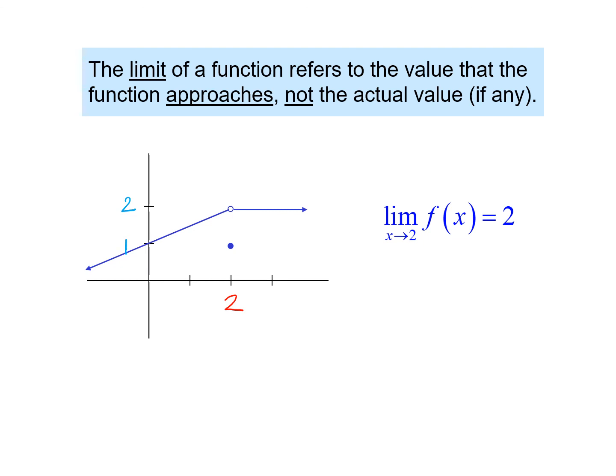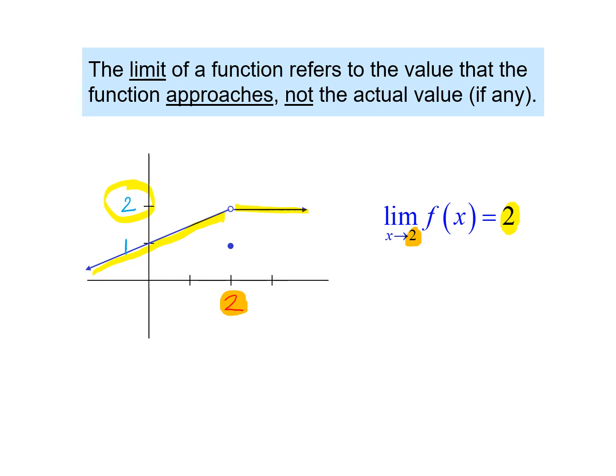As my x values are getting close to 2, both from the left and the right, the y values are getting close to 2. So this 2 right here is the y value. The x value that we see is here. But notice there is a hole in the graph.